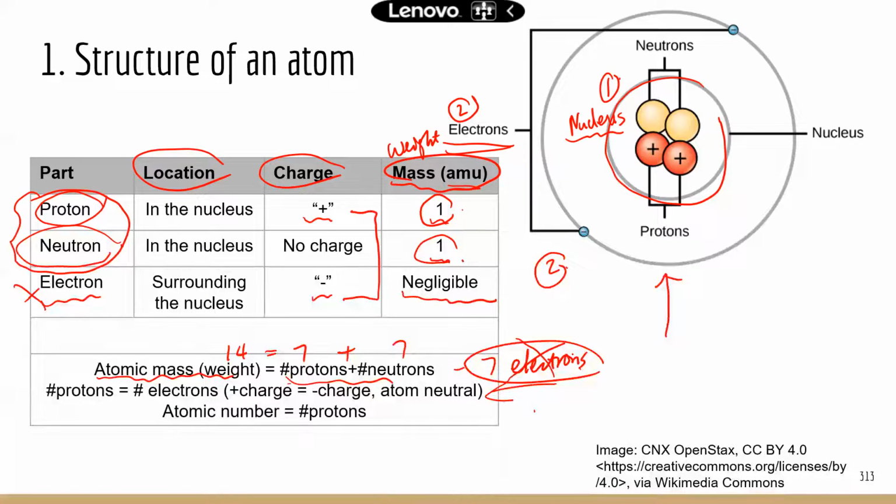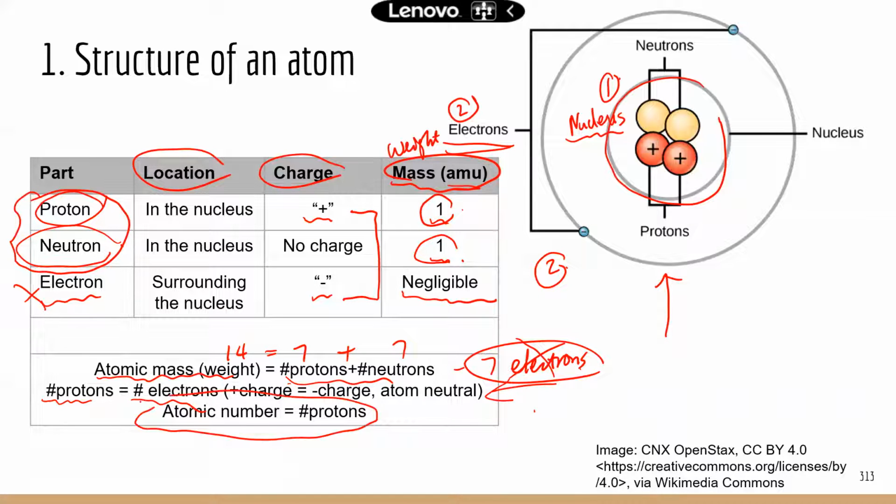Okay, next one, number of protons equals number of electrons. We talk about the atom as a whole being neutral. That's because the number of protons is the same as the number of electrons, so all the positive charge carried by the protons equals the negative charge of all the electrons. So they cancel out. Atoms are neutral.